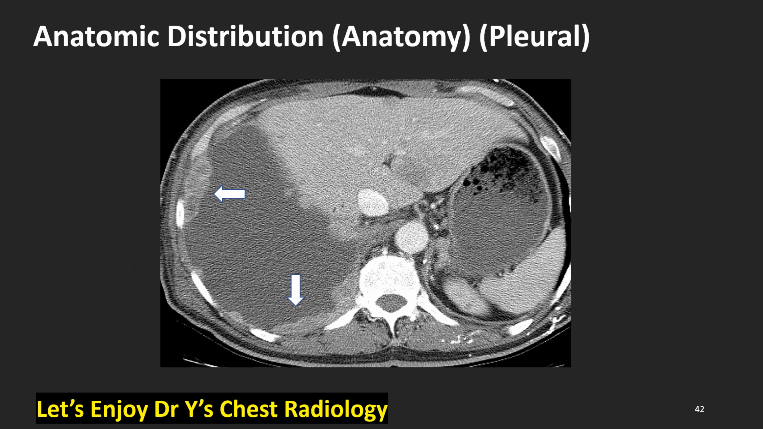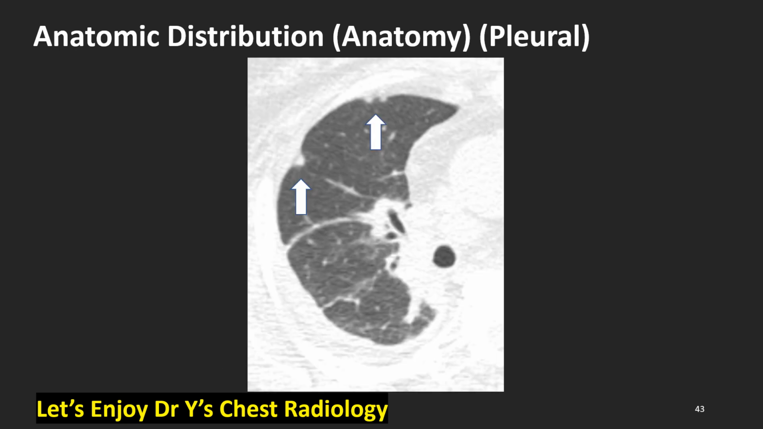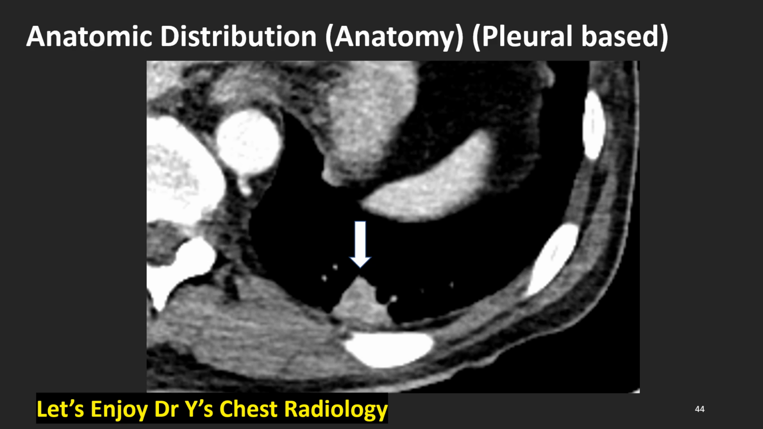Anatomic distribution, anatomy, pleural. The arrows indicate the pleural. This lung cancer patient shows malignant pleural metastasis and effusion. Anatomic distribution, anatomy, pleural. The arrows indicate pleural nodules of pleural metastasis. Anatomic distribution, pleural-based. The arrow indicates pleural-based focal lung collapse.